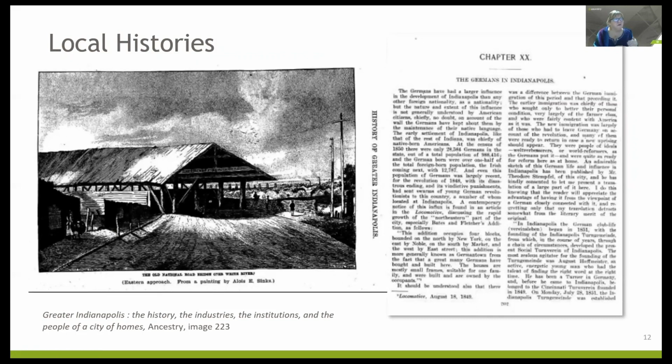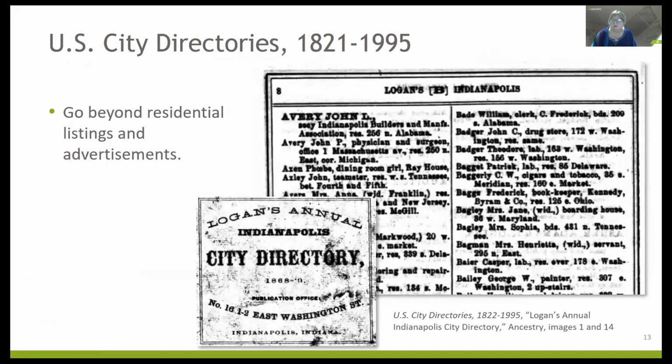And even if your ancestor wasn't wealthy, a lot of times you will find mentions of them in there. If they did something impressive, or if they were prominent in some way, there's a lot of chance that you can find them. This is about the Germans in Indianapolis, and it talks about the migration of Germans into Indianapolis. So a lot of things you can learn from local histories, and these are a little harder to find, so I'm going to show you that in a few minutes.